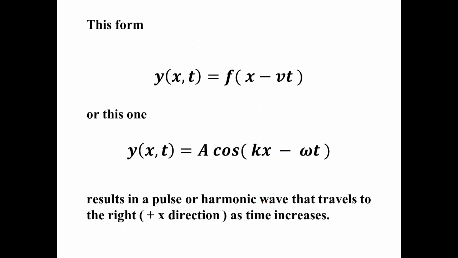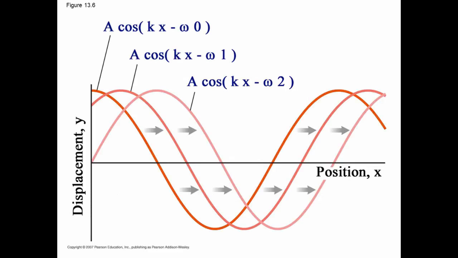So, to repeat what I just said in another form, whether it's x minus vt or kx minus omega t, those are the most common forms we see. This is a pulse or a harmonic wave that's traveling to the right in the plus x direction as time increases, as a result of that minus sign in the expression. The reason for this is something that you learned in college algebra. If you subtract a phase, you shift the function to the right. So this looks like a wave that travels to the right as time increases.